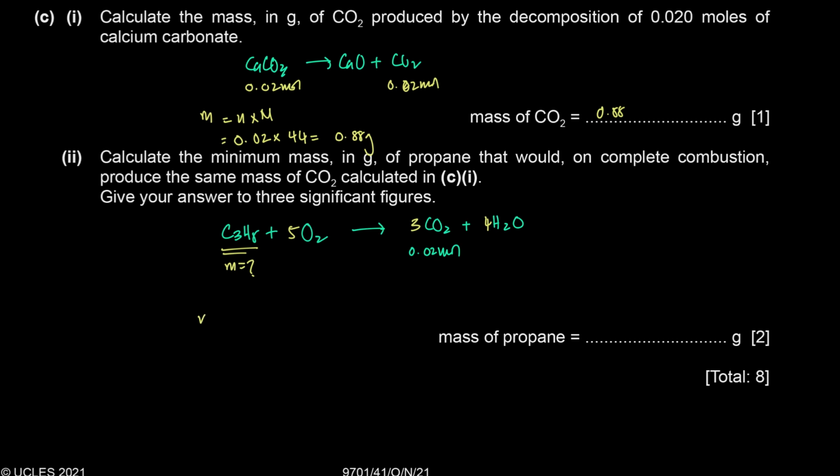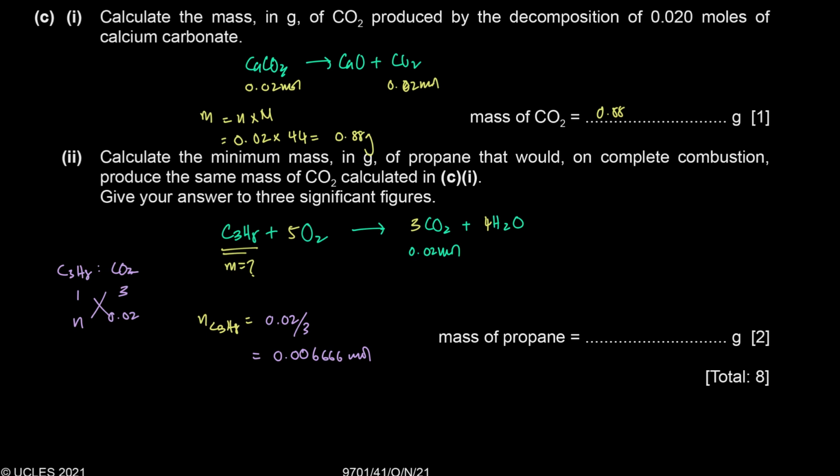We want to find the mass of this. So we know that for every 1 mole of propane, 3 moles of carbon dioxide are produced. So if I have 0.02 moles, how many moles of propane do I have? That's 0.02 divided by 3, right? If we cross multiply, that would be 0.006666, right? Moles of propane.